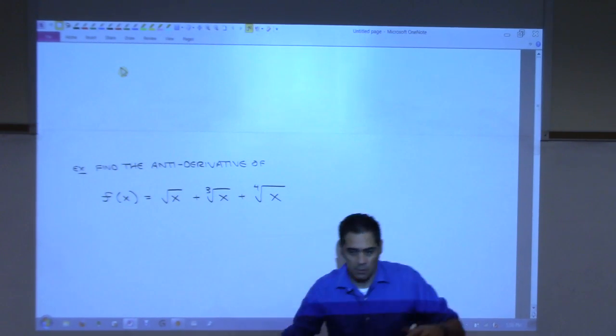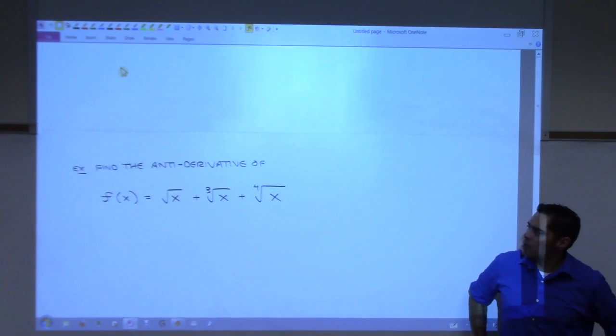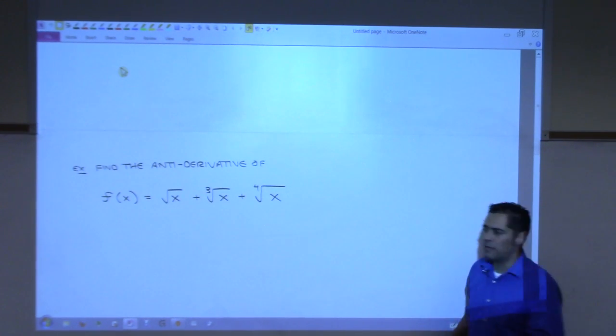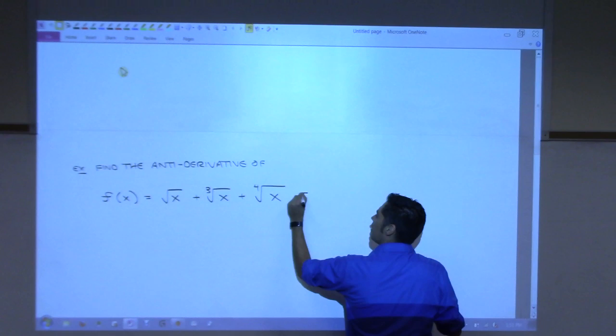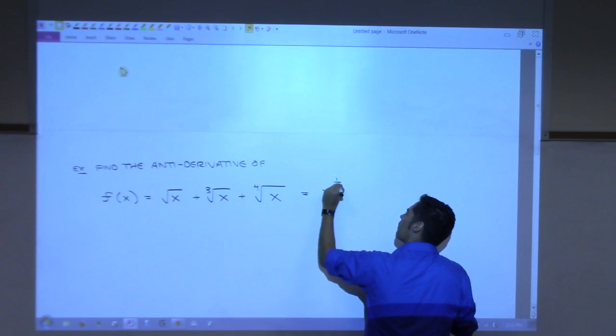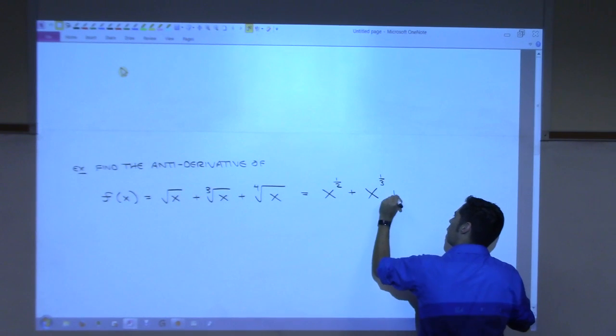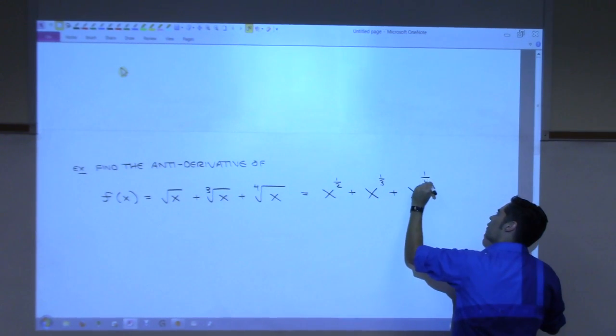Put them in the 1/2. Yeah, let's convert this little f over to rational exponents, just so we can have a look at what the powers of these really look like. This is really x to the 1/2, right? Plus x to the 1/3 plus x to the 1/4. Agreed?